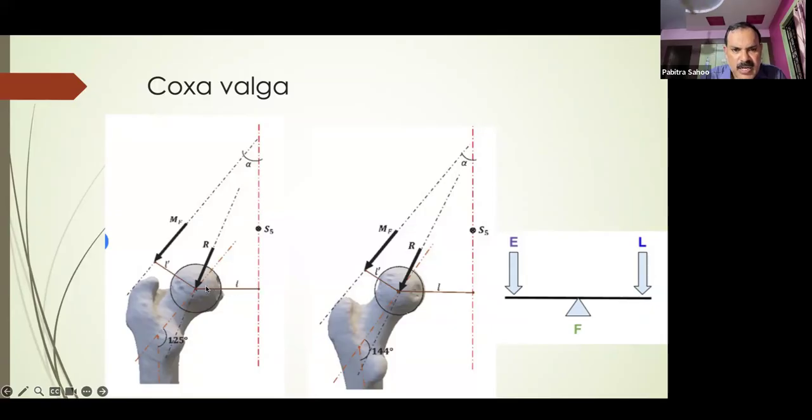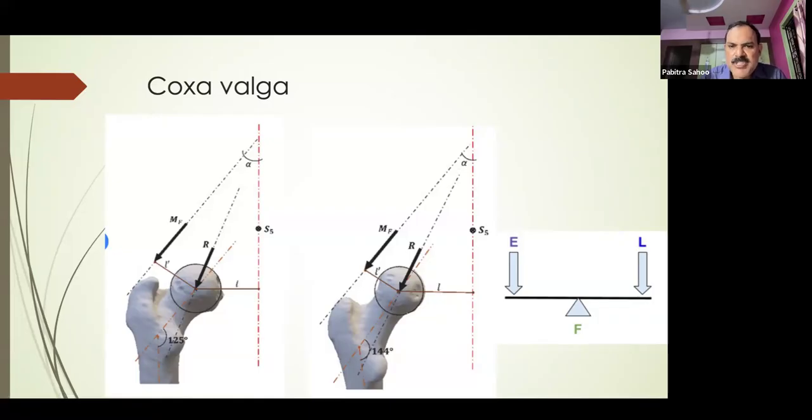This is the resistance arm, and this is the effort arm by the hip abductor group of muscles. So this is almost balanced, and the hip center is over the center of the head of the femur. But when coxa valga occurs, that means the neck shaft angle increases and the head migrates laterally. So what will happen? The resistance arm becomes longer than the effort arm. When the effort arm is shorter, more force will be required to keep the pelvis in a balanced position. You all know that in case of abductor deficiency, there will be Trendelenburg gait.